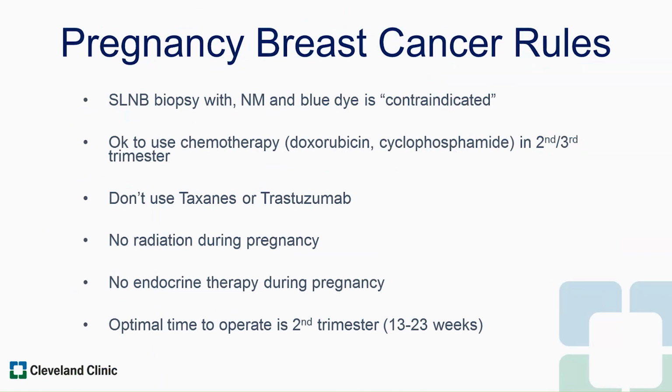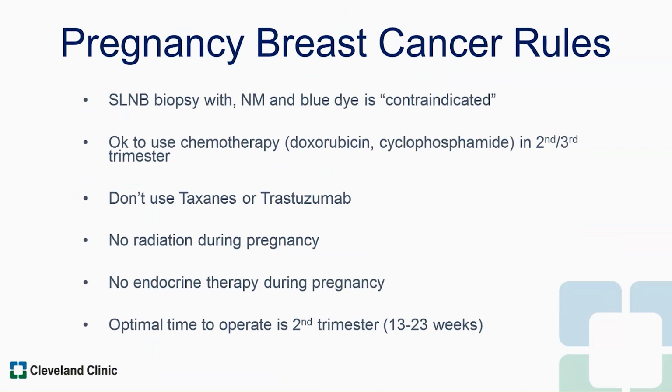Chemotherapy actually is safe in the second and third trimester. So you can use doxorubicin and cyclophosphamide in the second and third trimester. You want to stay away from taxanes or trastuzumab in these patients. Again, you can't give radiation during pregnancy. You can't give endocrine therapy during pregnancy.